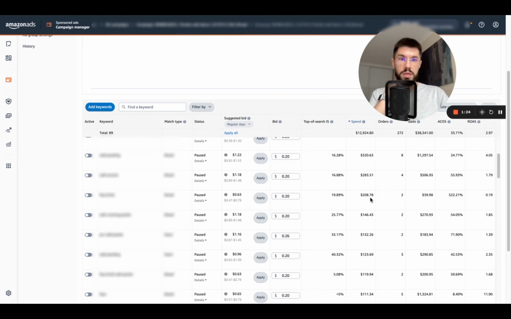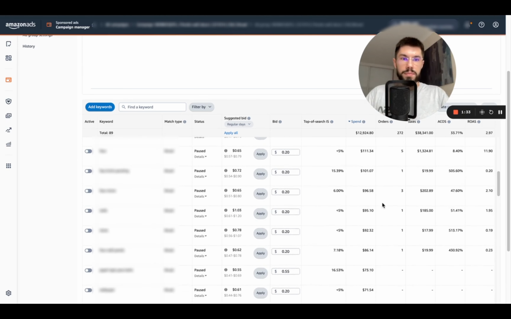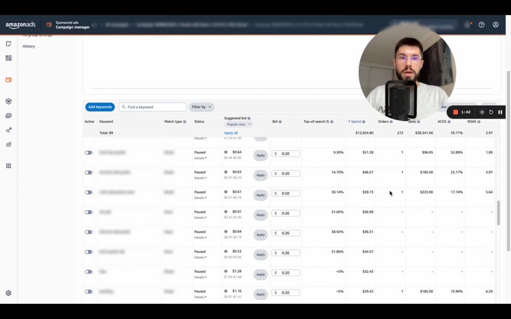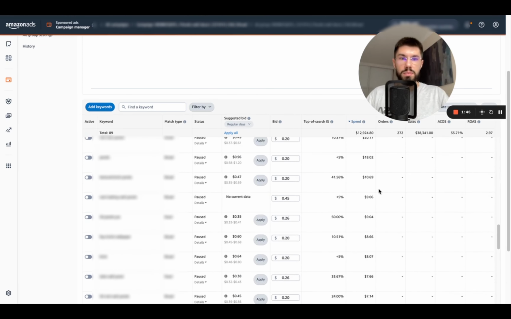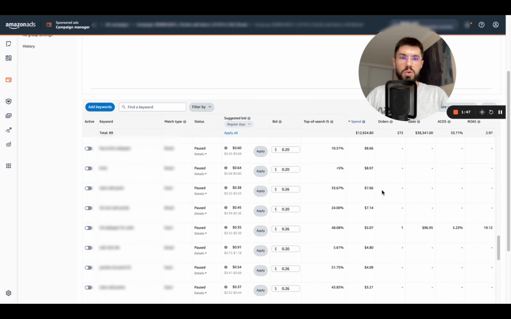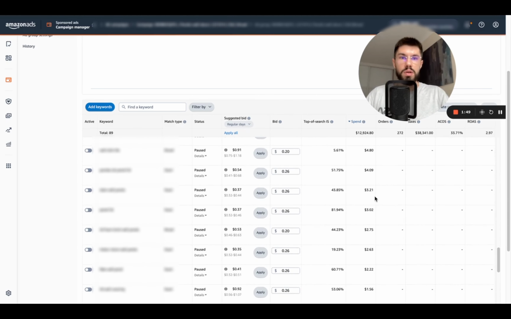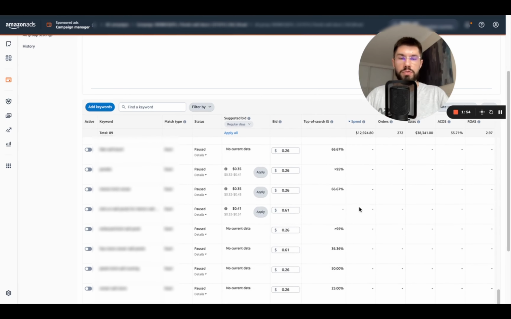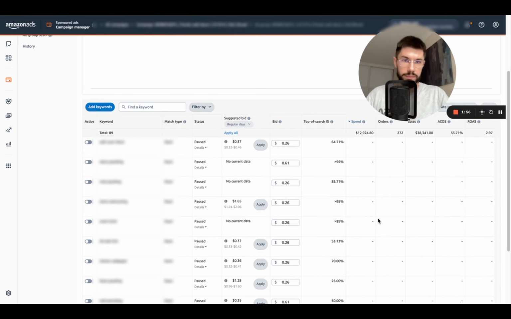Some keywords here were spending $208 with only $39 in sales, 500% ACOS, pretty crazy. Then some keywords were spending like $73, $71, $68, and not generating any sales. As we go towards the bottom, you can see some keywords only generating a few dollars in ad spend, and here a whole bunch of keywords not getting any spend at all.